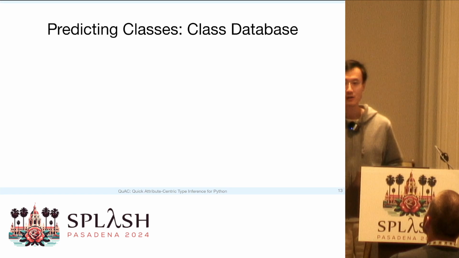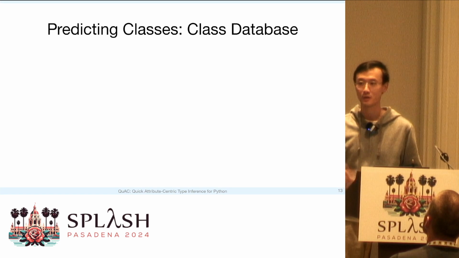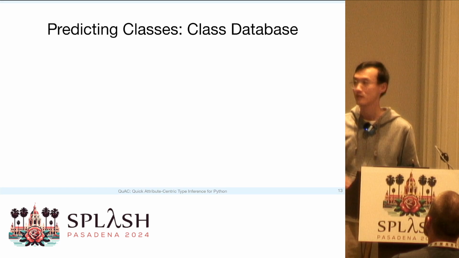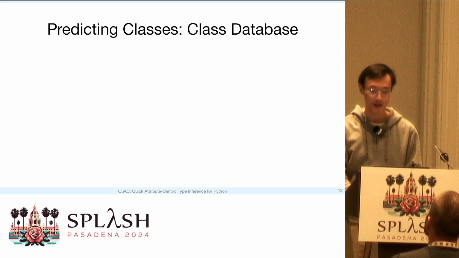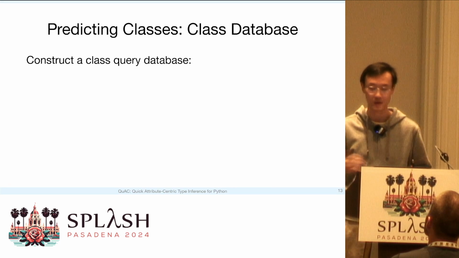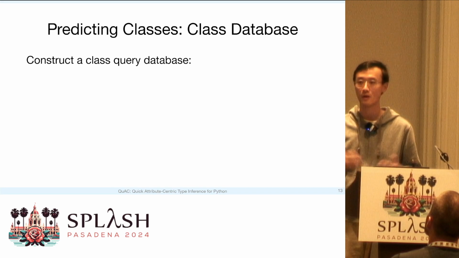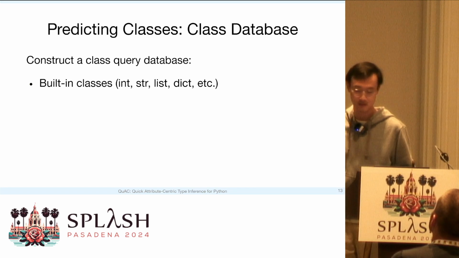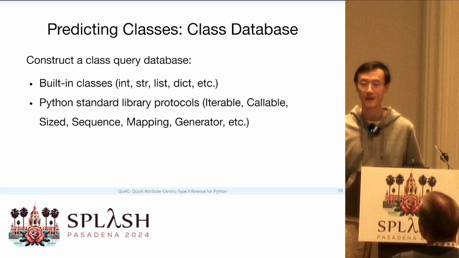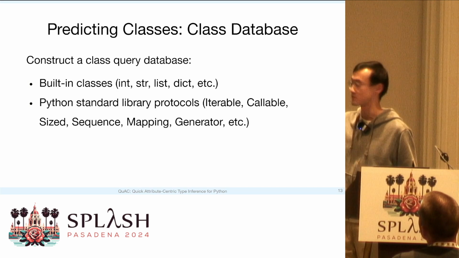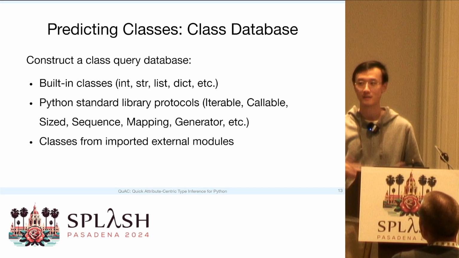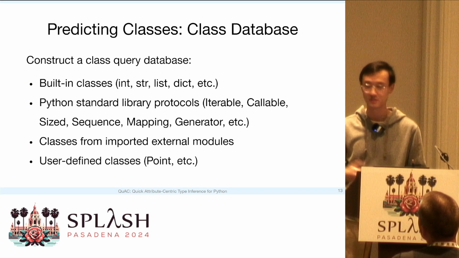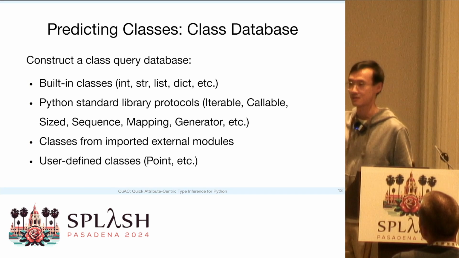So given an attribute set for an expression, QuAC first predicts its class. QuAC chooses its class from a class query database, which QuAC constructs as follows. The class query database includes built-in classes such as int and list, protocols from the Python standard library such as Sequence, classes from imported external modules, as well as user-defined classes such as Point.